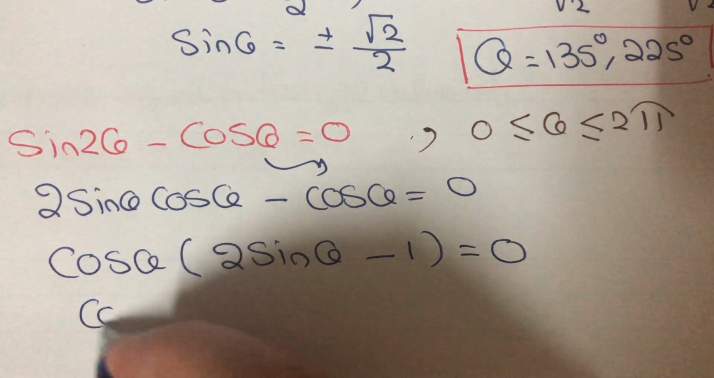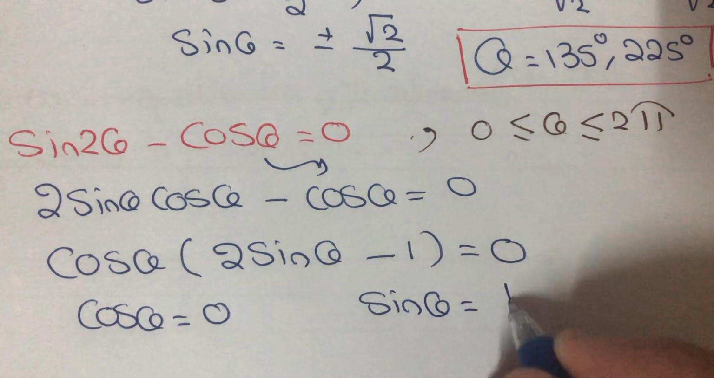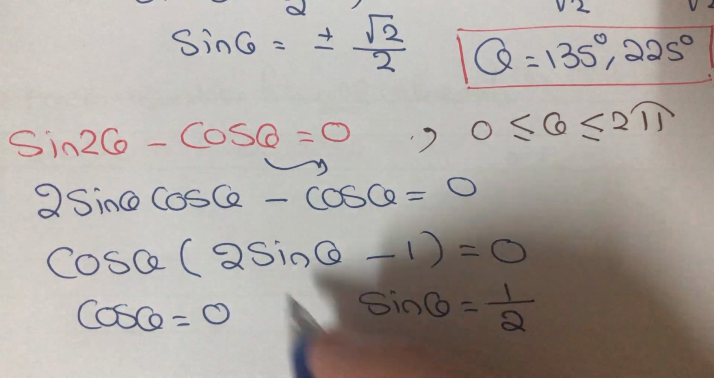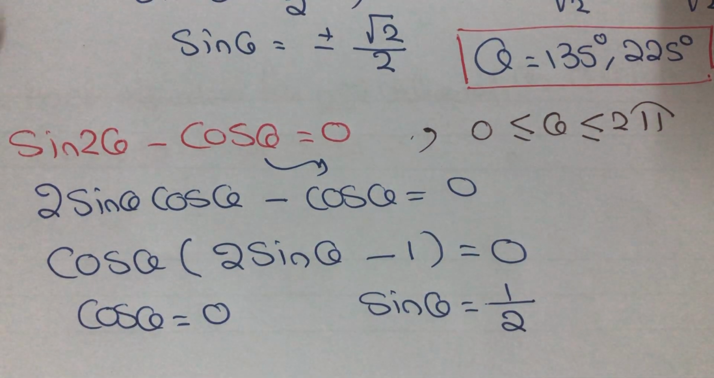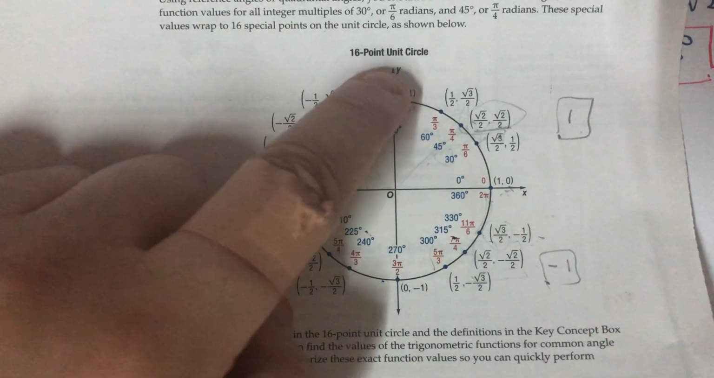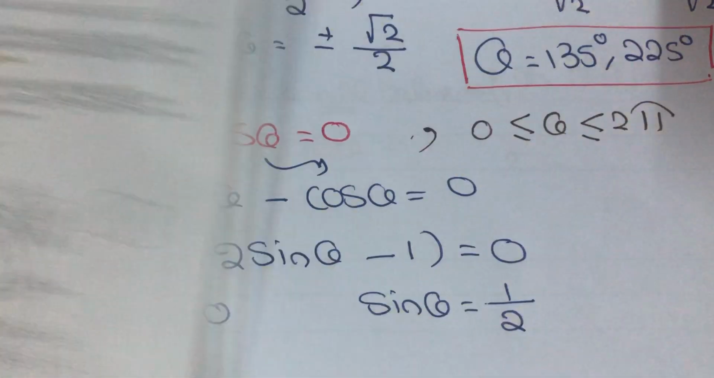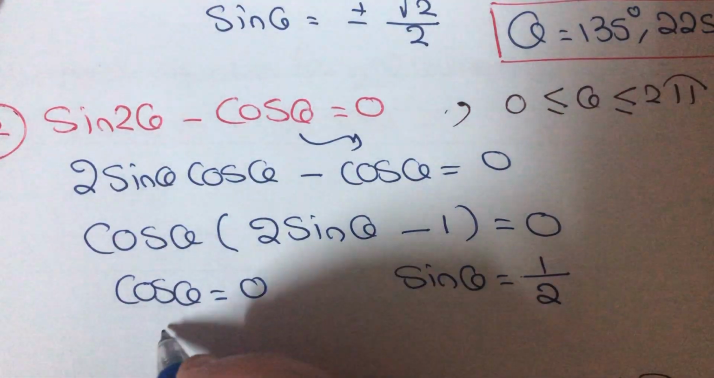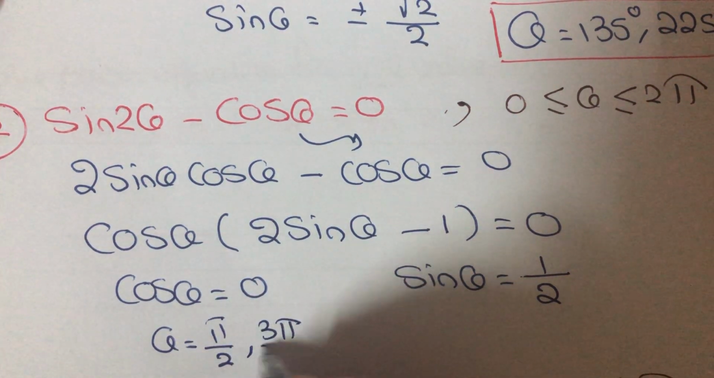Next, I can say cosine theta is equal to 0 or sine theta is equal to half, after sending the 1 to the right and the 2 as a division. We want one unit circle. When is cosine theta equal to 0? Here and here, right? So pi over 2 and 3 pi over 2 are the answers for this piece. Theta is equal to pi over 2 or 3 pi over 2.